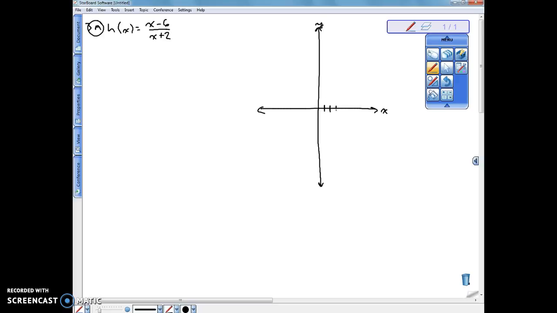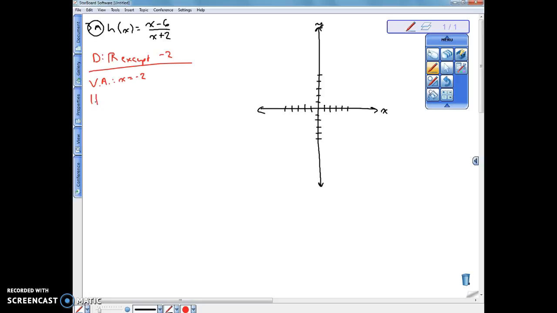Give myself a scale here. And first thing we're looking for is the domain. Again, everything that's going to make the denominator 0 cannot be a part of our domain, so our domain will be all real numbers except -2. All right, which also means that my vertical asymptote is going to be at x equals -2.